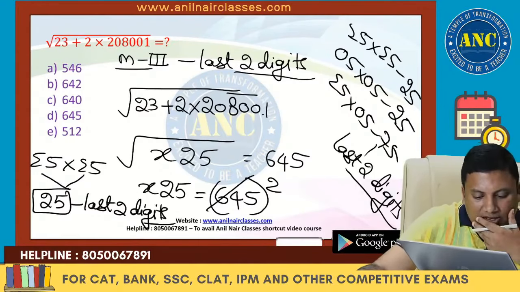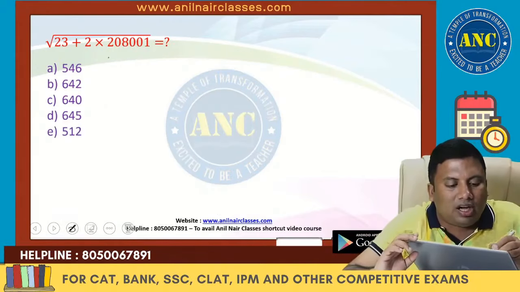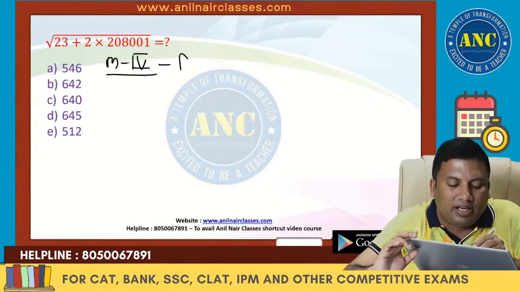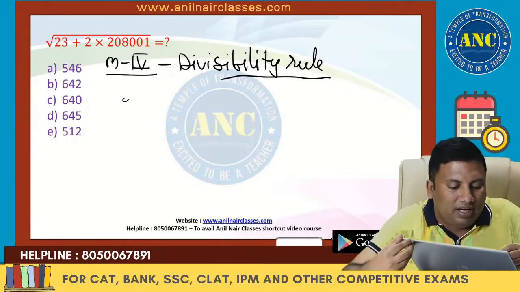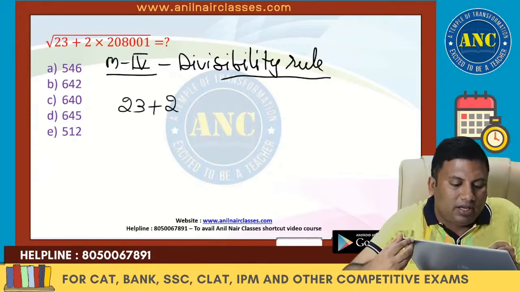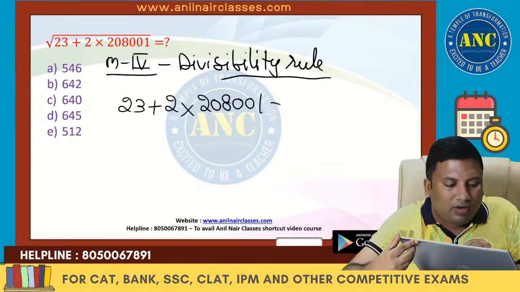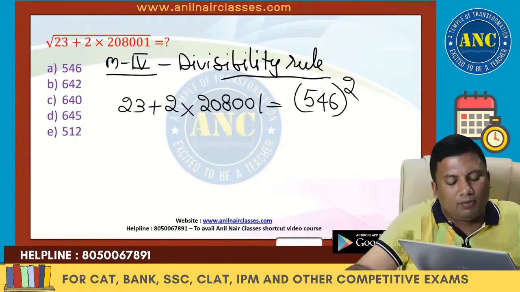645. Or you wanted to solve it in another model, method number 4. I have a lot of models to solve a problem. As an author of 9 mathematical books, I can always look into a problem from a different angle. Divisibility rule. If I use a divisibility rule, if I remove the square, 23 plus 2 into 208001 is equivalent to 546 whole square, squared on both the sides.